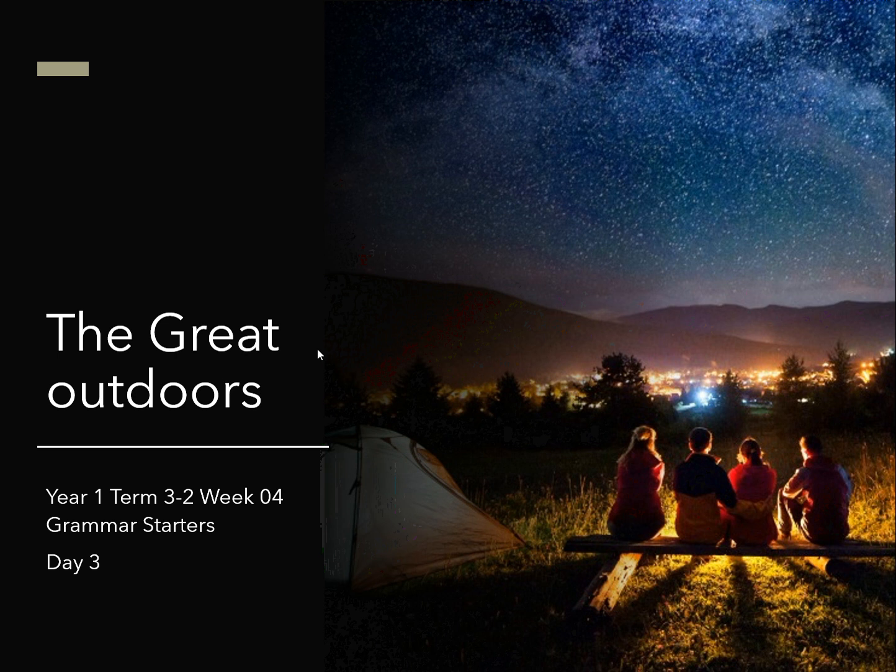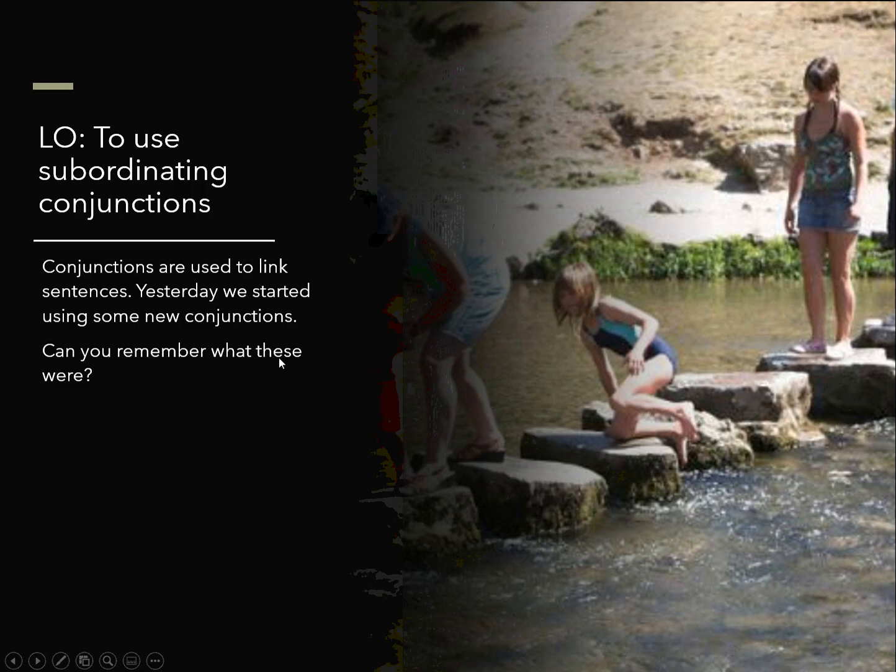Okay, so we're back in the great outdoors, and let's see where we're going to be looking at describing today. So, we're going to be using subordinating conjunctions. Don't worry about that term, you really don't get introduced to that till Key Stage 2. Conjunctions are used to link sentences.